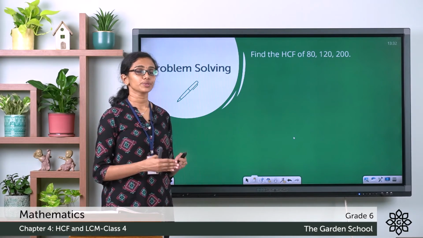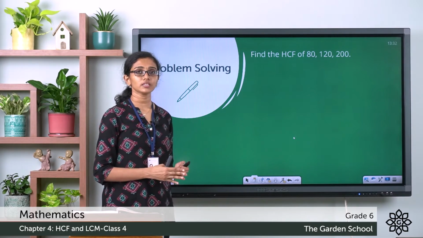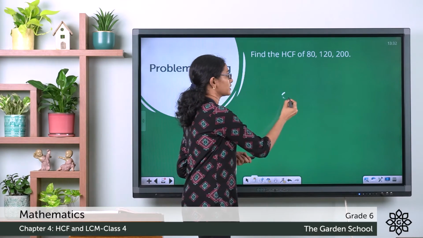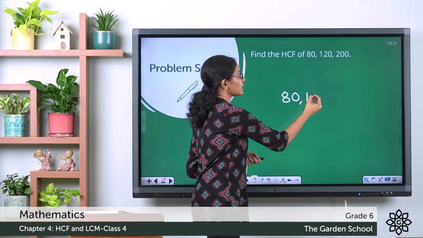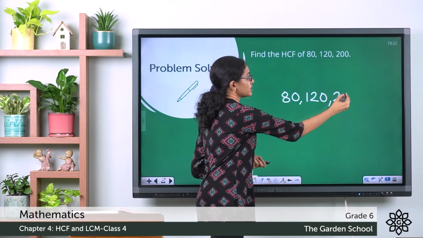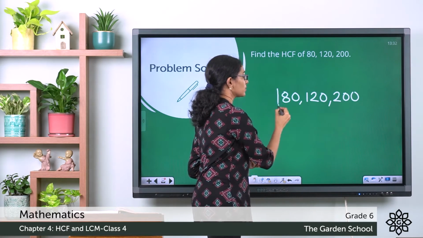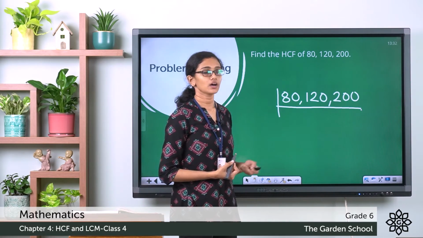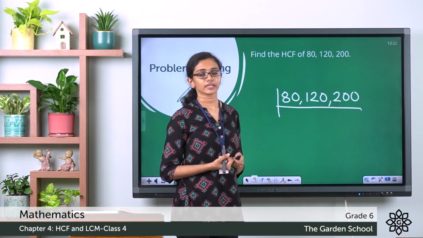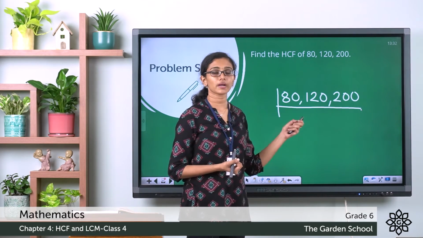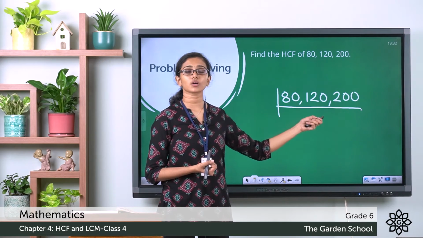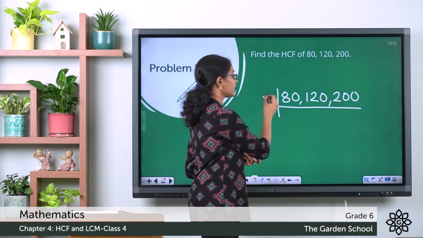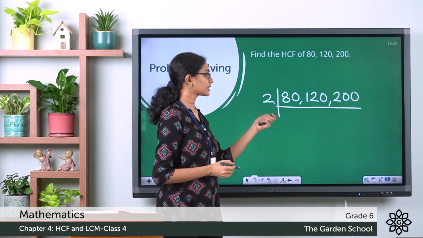So here you are going to find the HCF using short division method. So let's first write the given numbers in a grid. So that will be 80, 120, 200. Now you have to divide these three numbers together using a common prime factor. So which is a prime number or prime factor that can divide these three numbers commonly? Is 2 possible? Yes. So if you divide these numbers with 2, what do you get here?